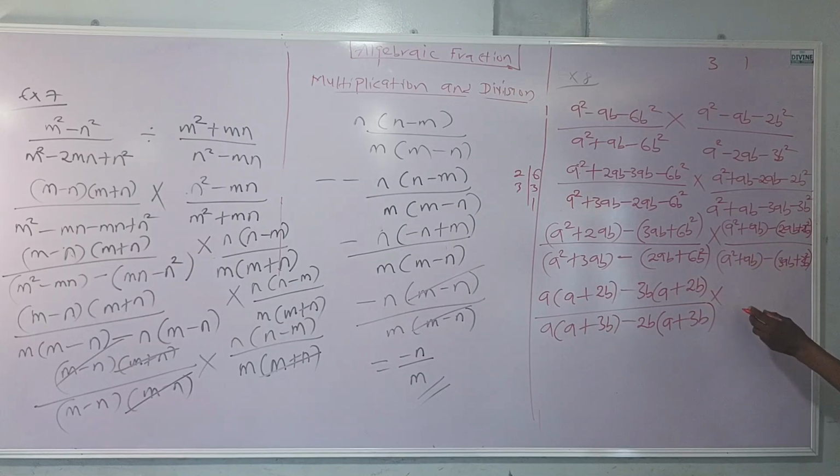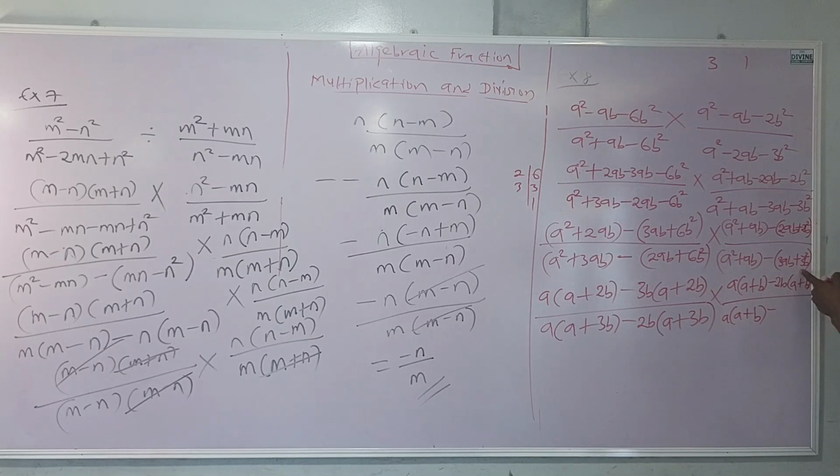Times. What's common here is a. I'll have a bracket. A divided by a. Plus ab divided by a is b. Close bracket. Minus. I have 2ab here plus 2b squared. So what's common is what? 2b. 2ab divided by 2b will give me what? A. And 2b squared divided by 2b will give me what? B. All divided by, what's common here is what? A. A divided by a squared is what? A. And ab divided by a is what? B.